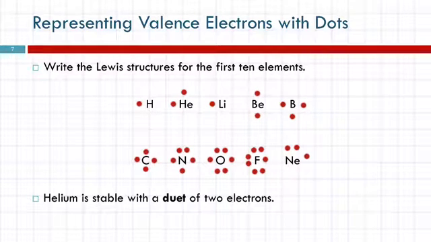2 on the top, 2 on the right, 2 on the bottom, 2 on the left. Doesn't that look nice and symmetrical? All these other elements would like to look like neon. They would like to interact with other atoms in such a way that they can get 8 valence electrons also. So we say that neon has an octet. So helium, what about helium? Does helium want an octet? No, he's too small. He couldn't handle 8 electrons. He knows that. He's got 2.